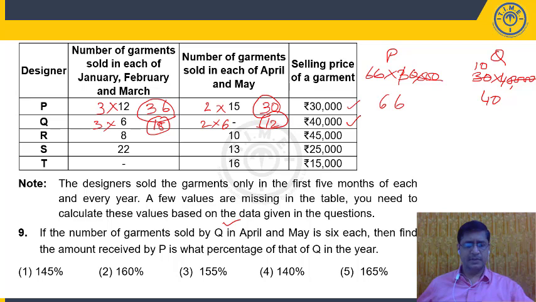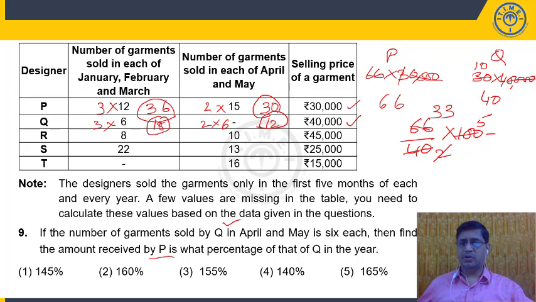So what we need to find? Find the amount received by P, what percentage is that of Q. So P, how much is it? It is 66. What about the Q? It is 40. Percentage means into 100. Now simplify. 40 means 20, 2 times 20 here, 5 times. 2 goes exactly 33 times. The product of these two is the answer. It is 165%. 165% means right choice, option number 5. Fifth choice is the right choice.